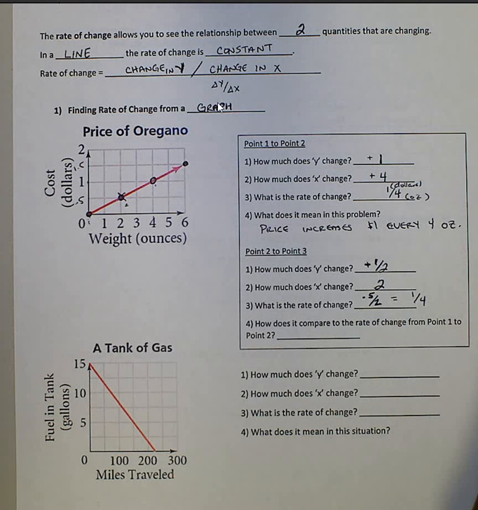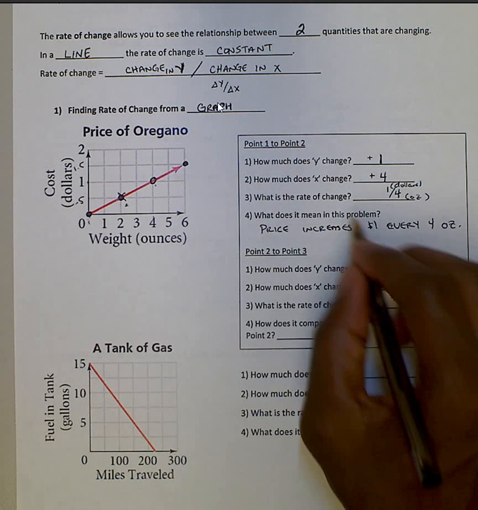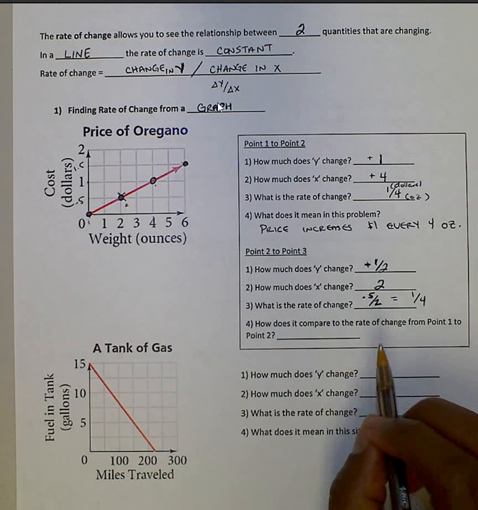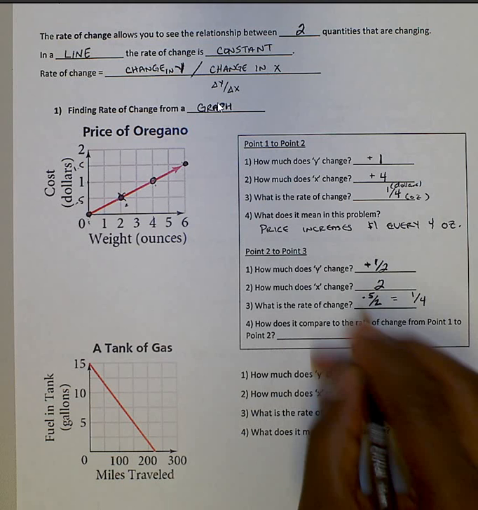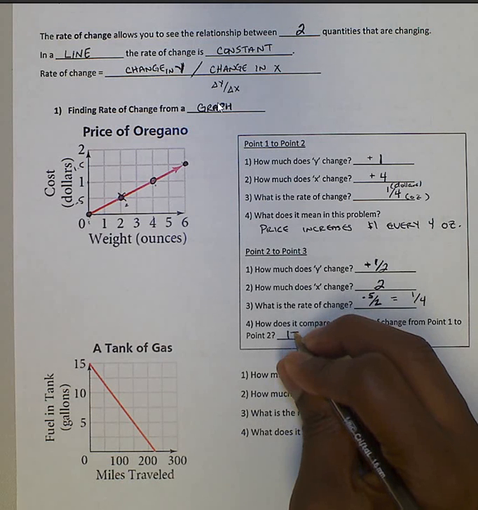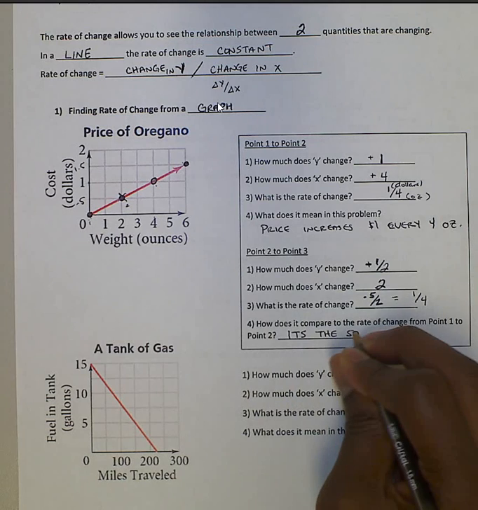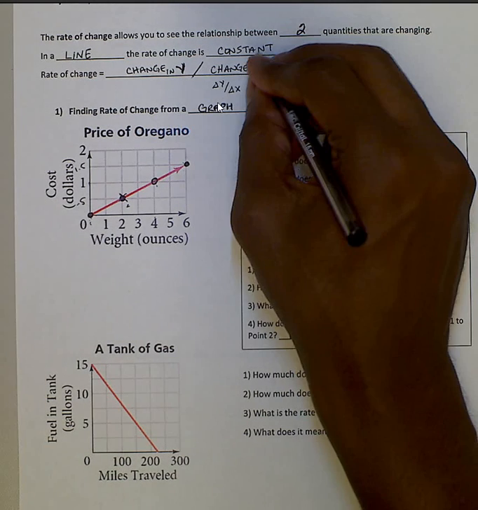Okay, notice that no matter if I use points 1 to 2 or 2 to 3, the rate of change stays the same. It's the same. And that's what I said at the beginning, that the rate of change in a line will be constant.